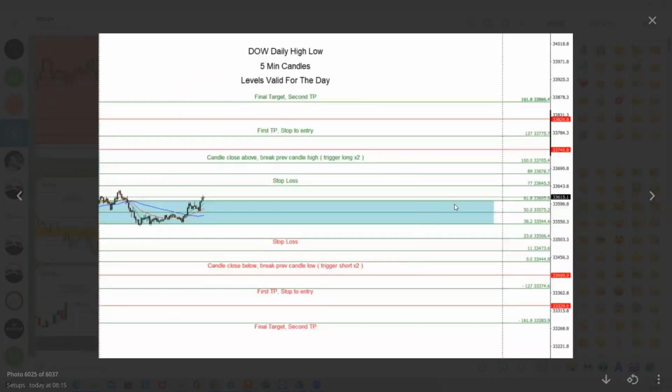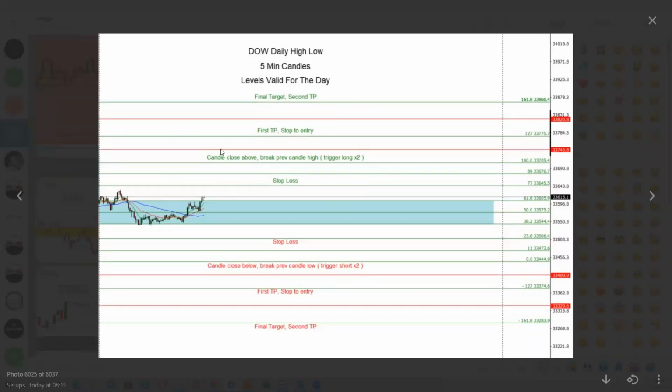On the Dow daily high-low, currently between levels of 61.8 and 77. You'll see I only have longs above 100 and shorts below 0. The ranges inside are a little bit tight for me. So with trend being up, 8 is above 21, above 50. I'm only looking for a long above the 100 level. So candle close above the 100 level, break previous candle high. We aim for the 127 first TP, 161.8 second TP, stop loss being at the 77.